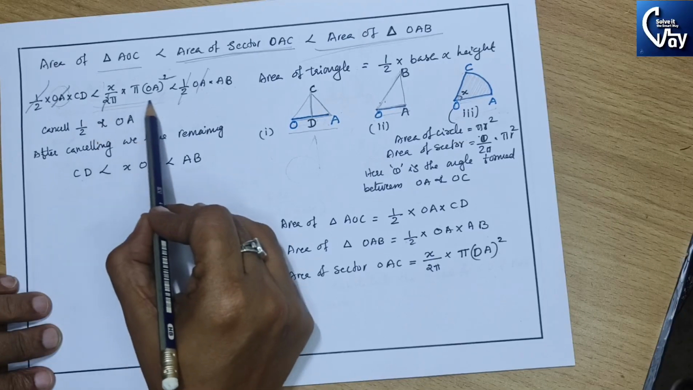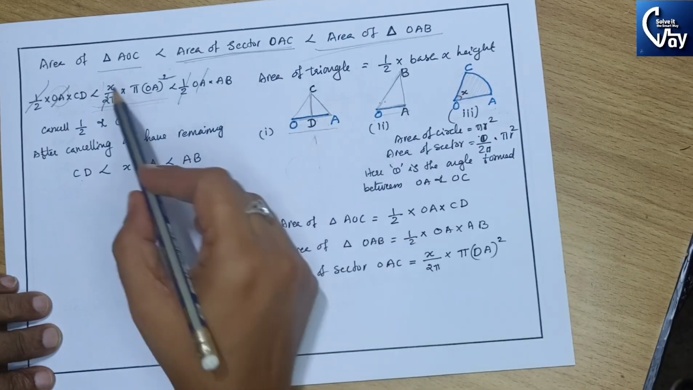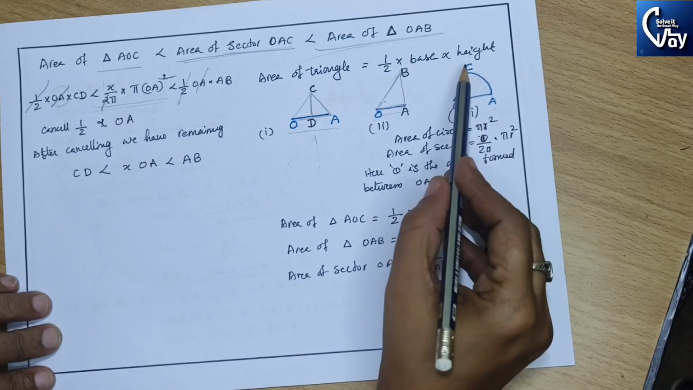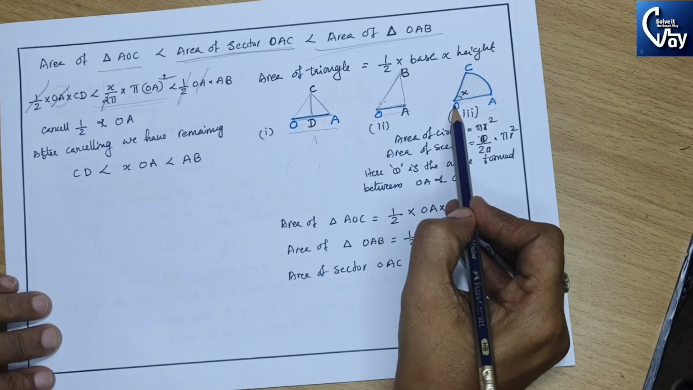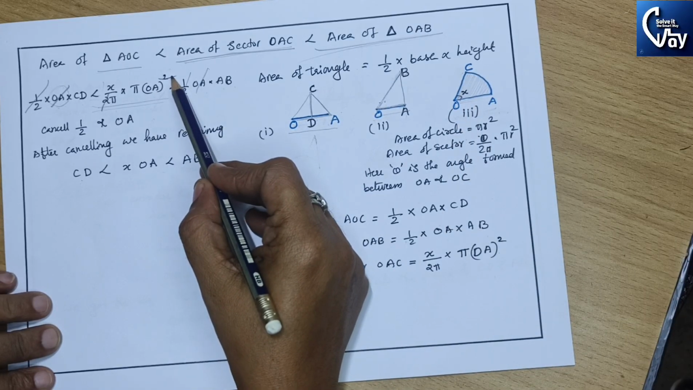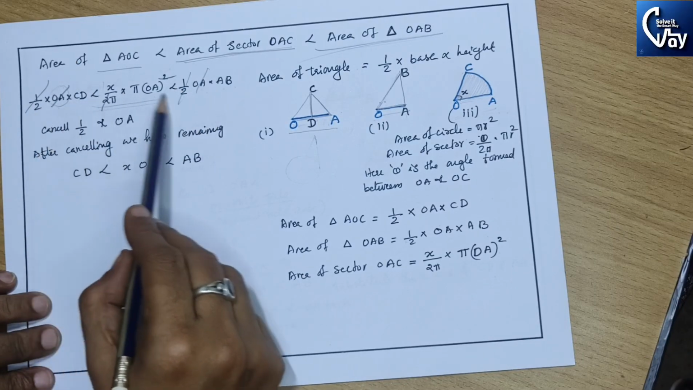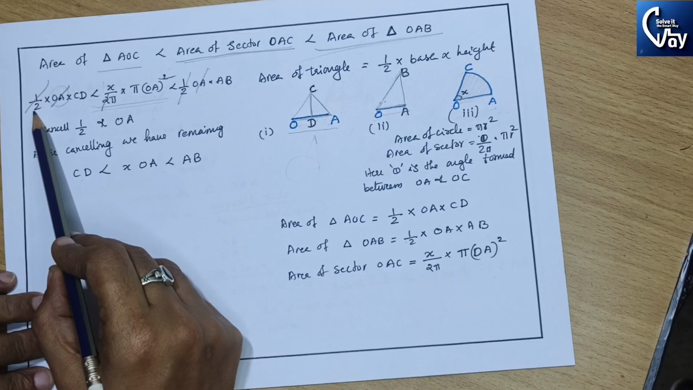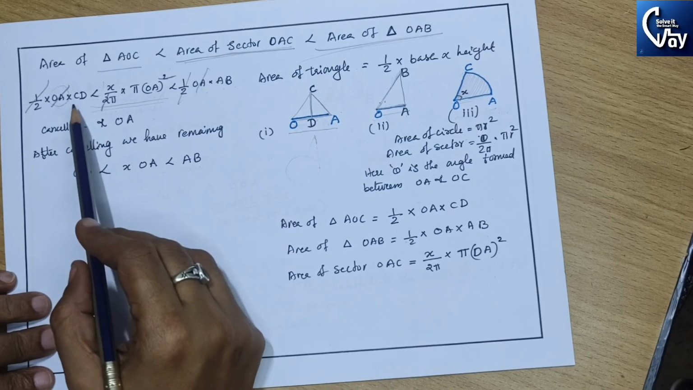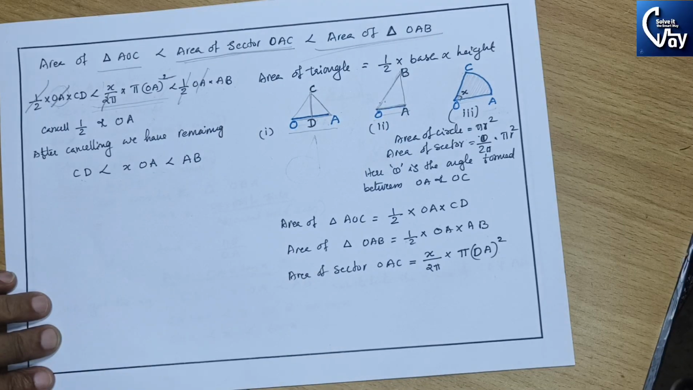Then what is the area of the sector? Theta by 2 pi. Here theta angle is x. So x by 2 pi into pi r square. What is r here? OA and OC are radii. Here we write pi OA square. So here 1 by 2 and OA are common in these inequalities. So cancel 1 by 2 and OA. After cancelling, we have remaining CD less than x OA less than AB. Is it clear?